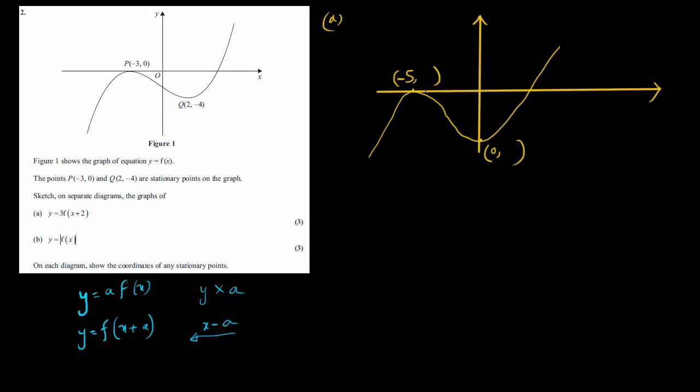The next thing that we have to do is multiply the y coordinate with 3. So if you multiply 0 with 3, it becomes 0, and if you multiply minus 4 with 3, it becomes minus 12, and that's it, done. So this is the x-axis, this is the y-axis, and this is the origin.